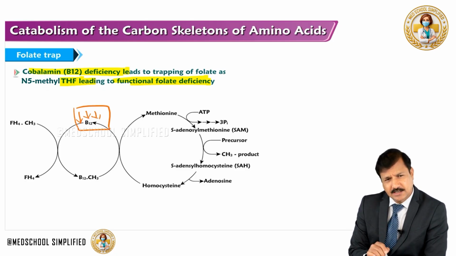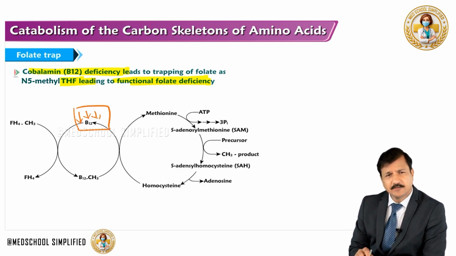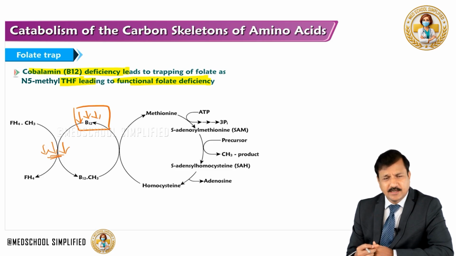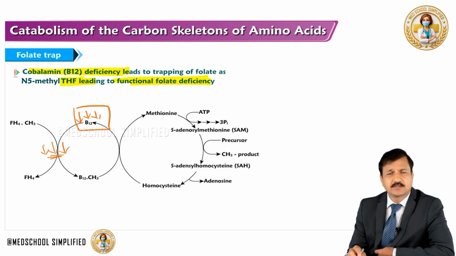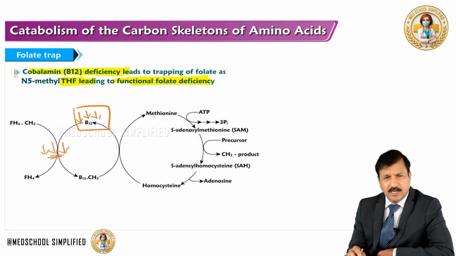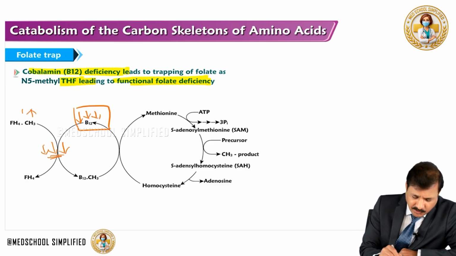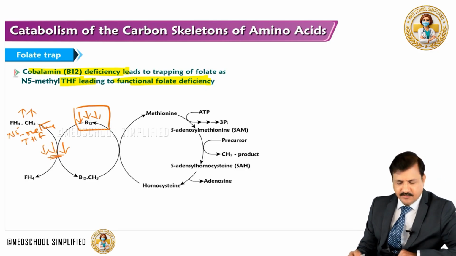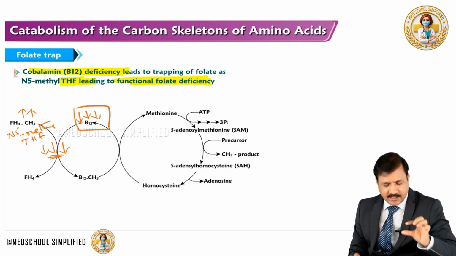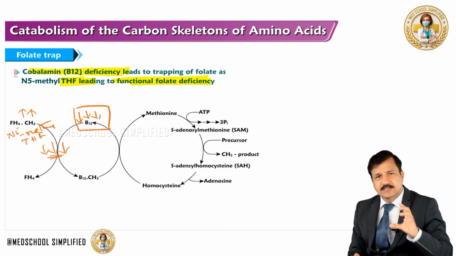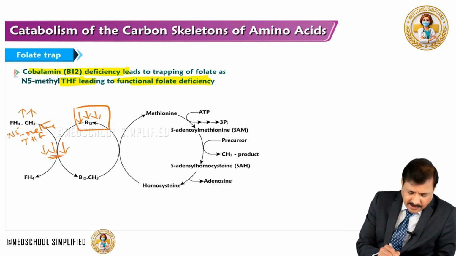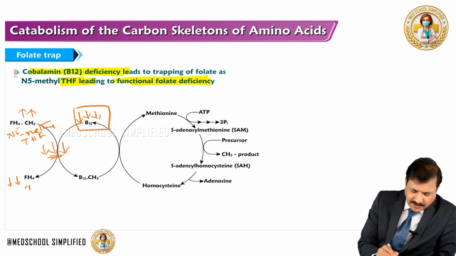During cobalamin deficiency, what happens? We don't have much cobalamin now, so the conversion of N5-methyl tetrahydrofolate into just tetrahydrofolate, with B12 conversion into methyl B12, will decrease. So what will happen? There will be accumulation of N5-methyl tetrahydrofolate. N5-methyl tetrahydrofolate simply accumulates in the cell. And what happens to the free tetrahydrofolate? Free tetrahydrofolate levels will decrease in the cell.